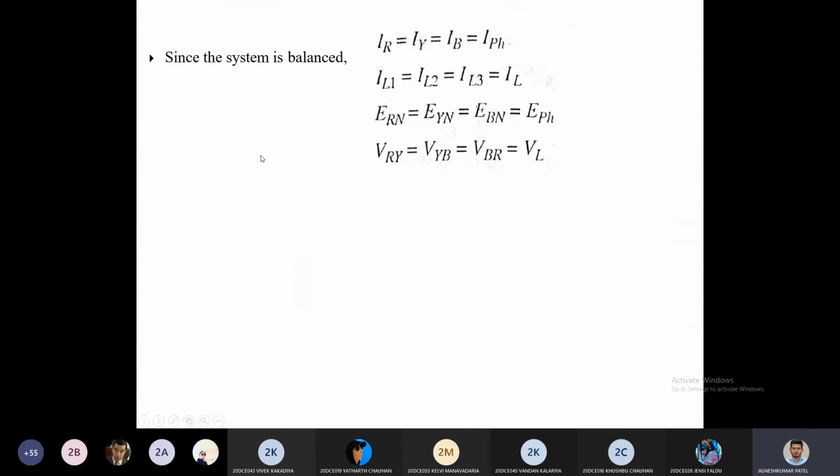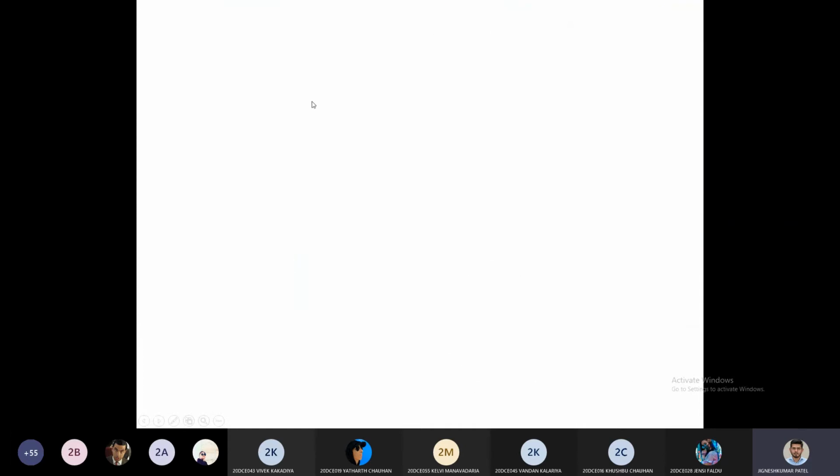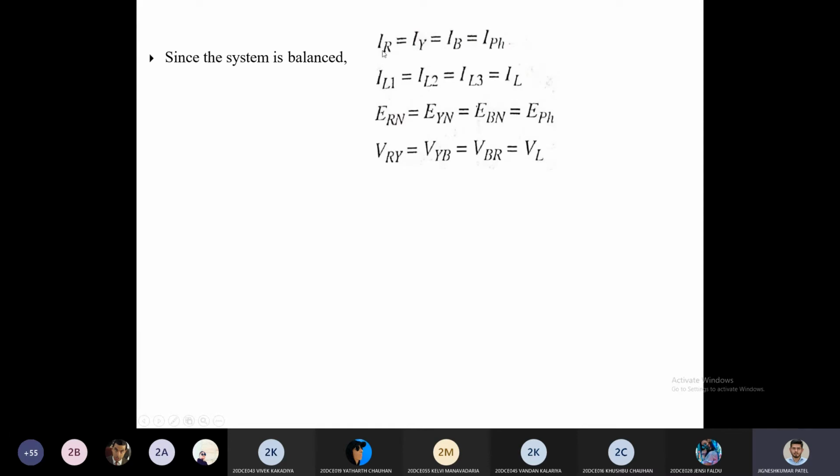Since I have assumed the system is balanced, I can say IR is equal to IY is equal to IB is equal to I phase. So I phase is the representation of any phase current. IL1, IL2, IL3 is equal to IL, and then IL would be the same as I phase. Then ERN, EYN, EBN is equal to E phase. This is a phase voltage, and VRY, VYB, and VBR is the line voltage. This is a balanced system, that's why I can say it like this. These are just the RMS values of each quantity.